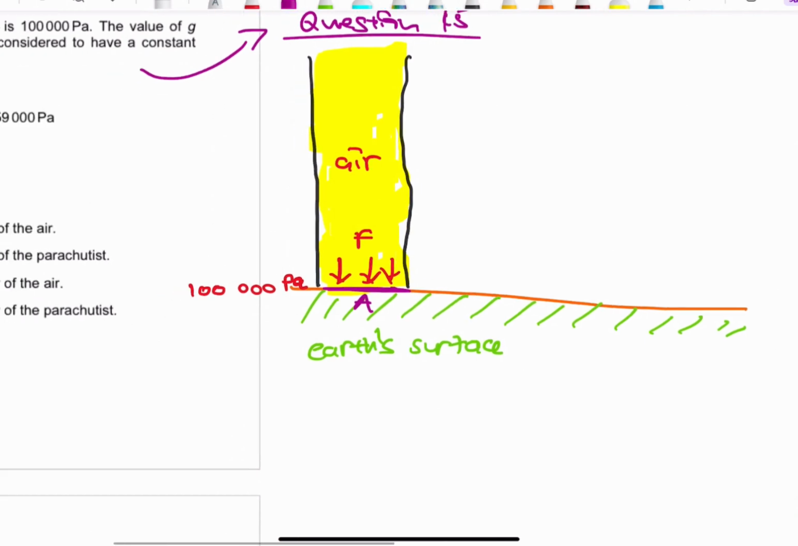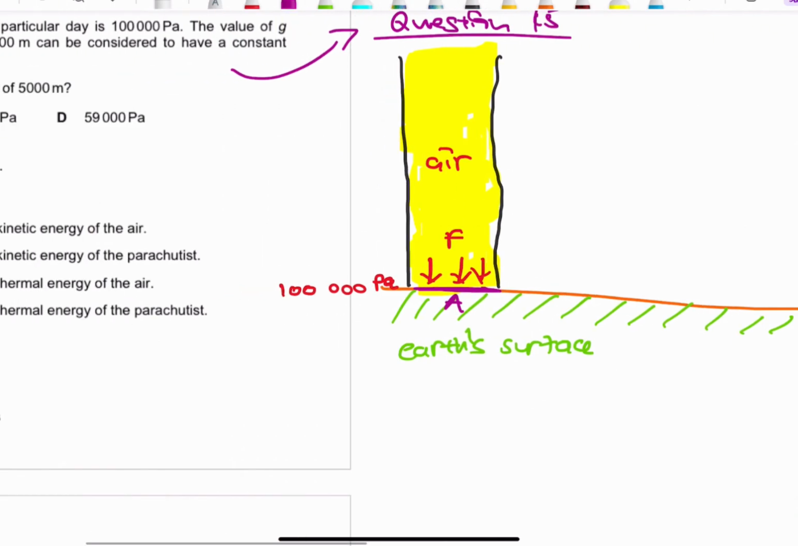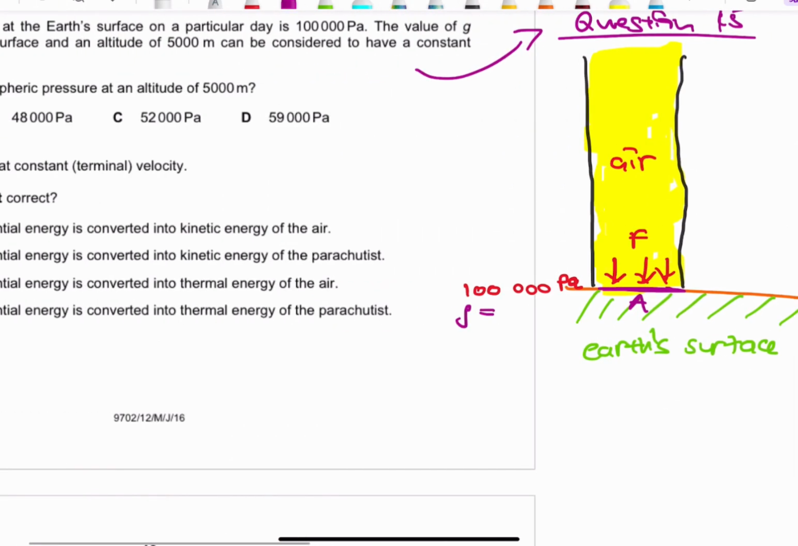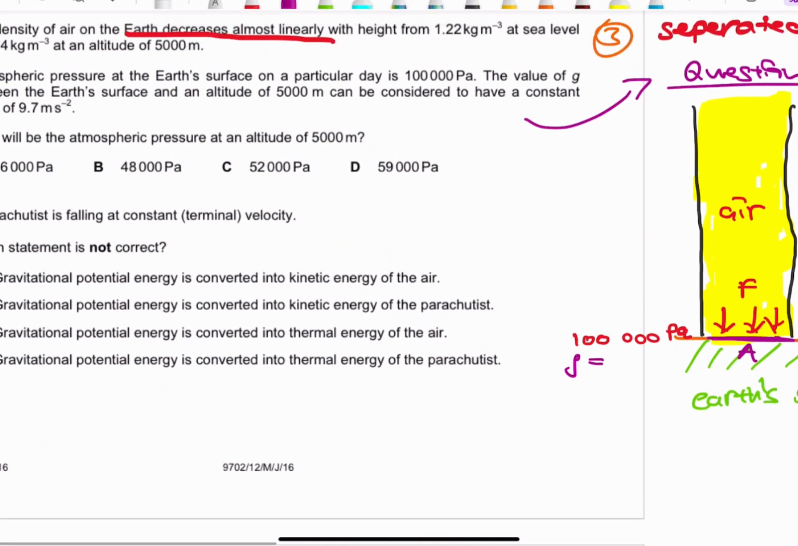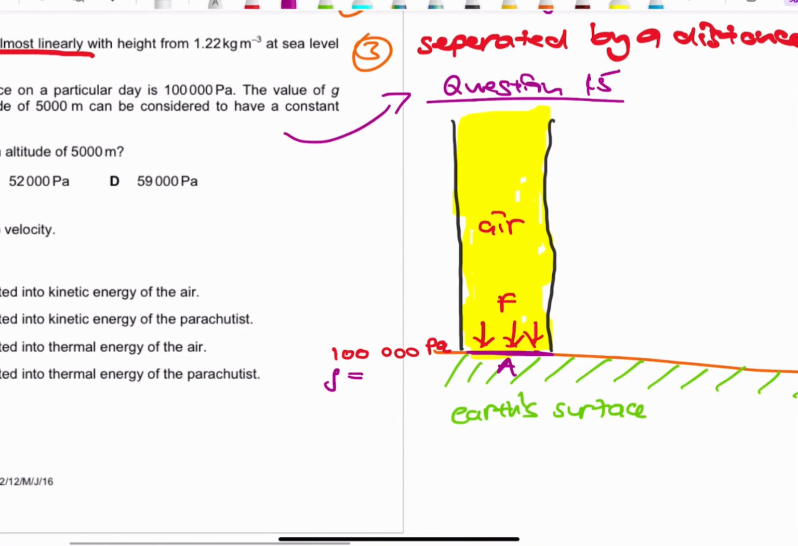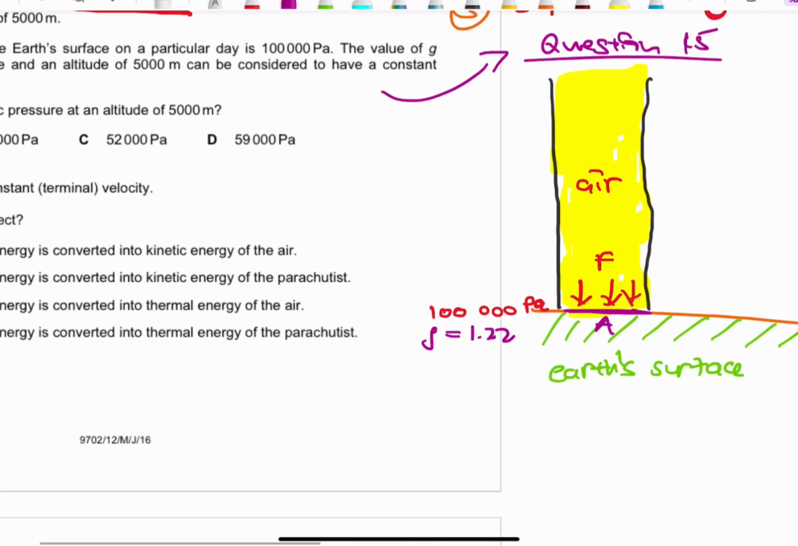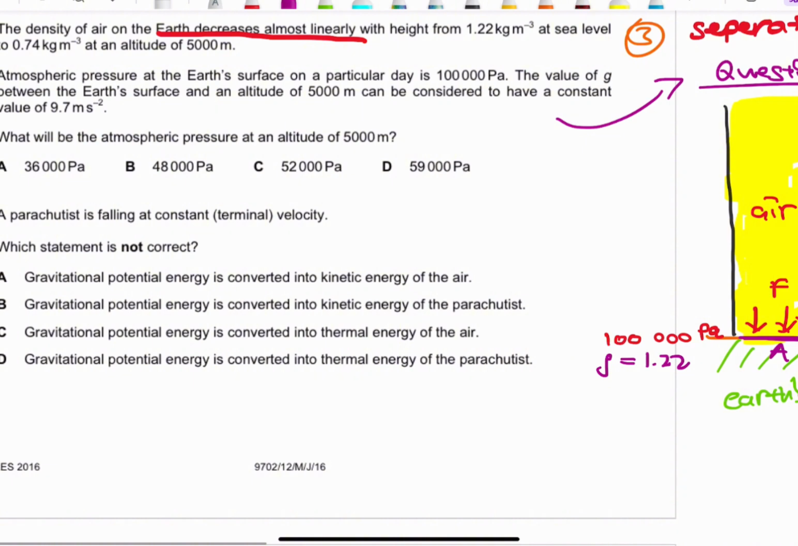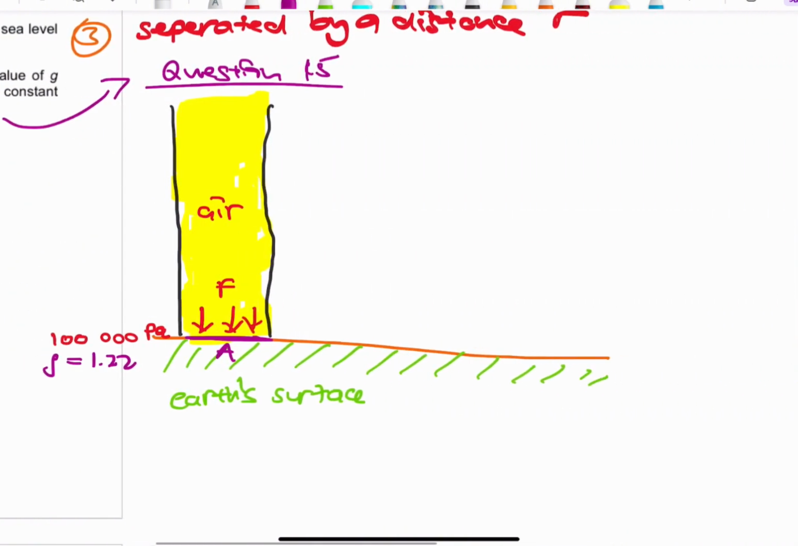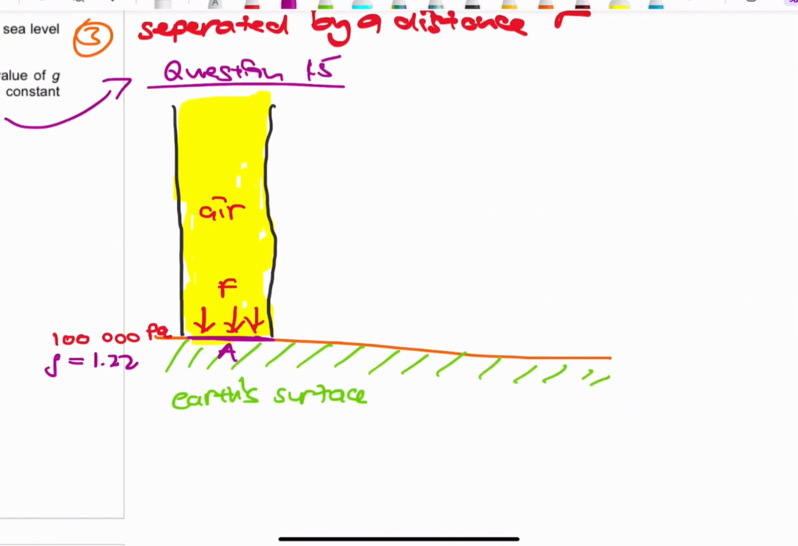We're told that the value of density at this point, at the surface, is 1.22. But we now want to find the value of the pressure at an altitude of 5,000. So we're going to go up to 5,000, so we're basically going to be here, at this particular point.